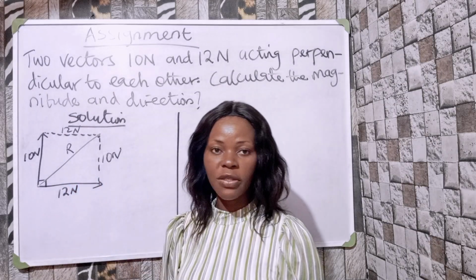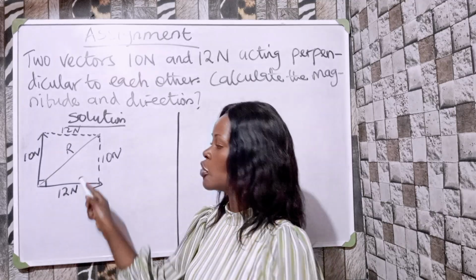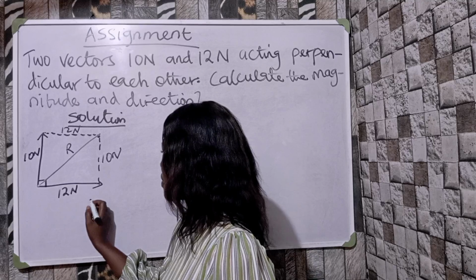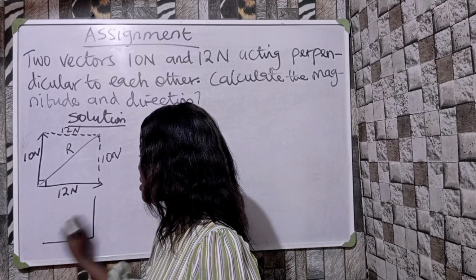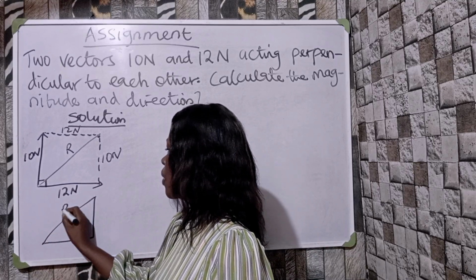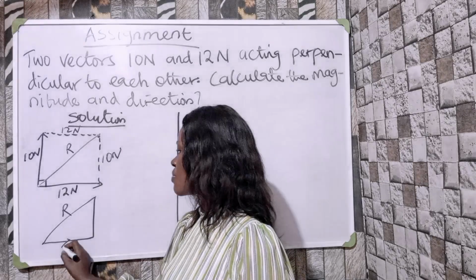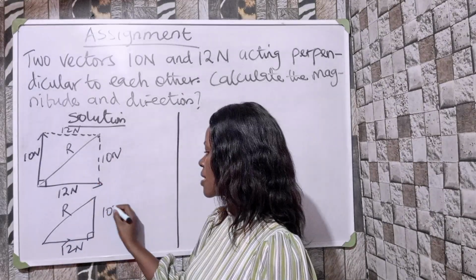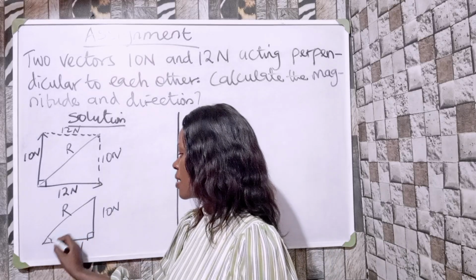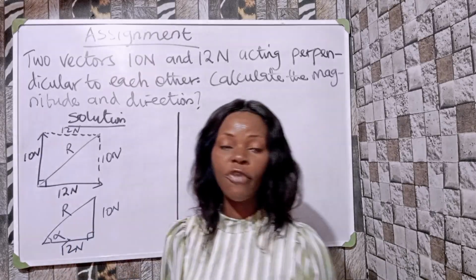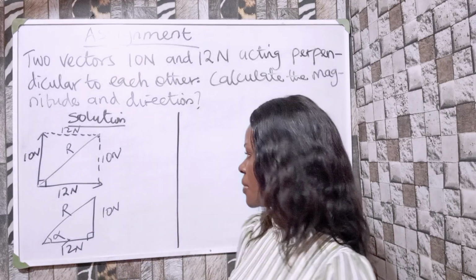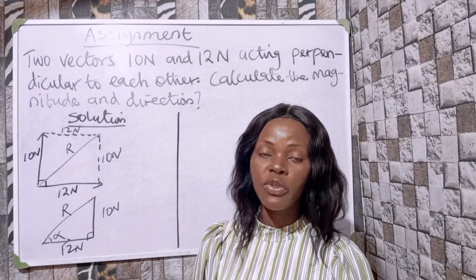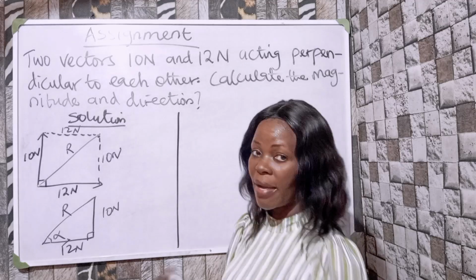You can choose any part of the triangle to solve it, but I will choose the down part. I'll bring it out. If I bring it out, I will have this. This becomes my R. This is my 12 Newton. This is my right angle. This is 10 Newton. Remember, I'm still going to find the direction. Now I'm going to use Pythagoras theorem to solve for the resultant or magnitude.